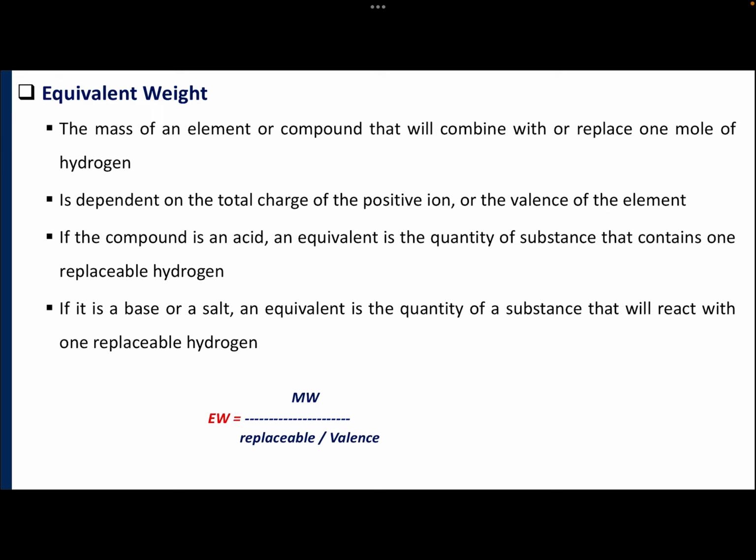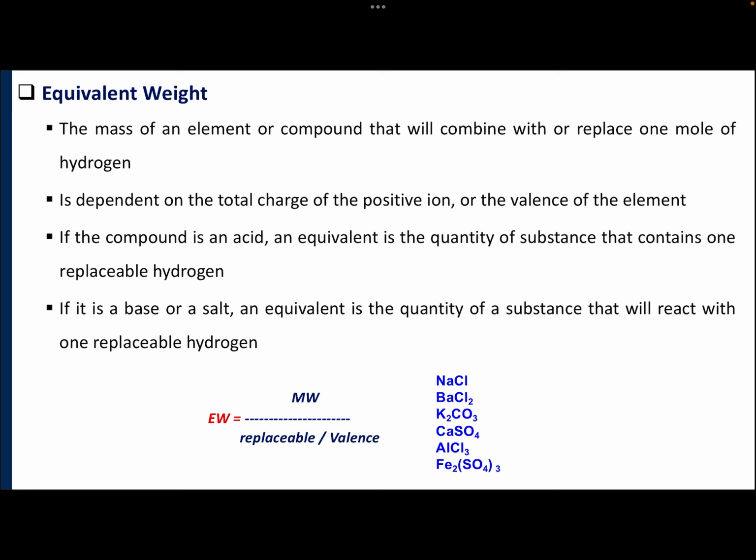Okay, so equivalent weight. The equivalent weight is the mass of the element or a compound that will combine with or replace 1 mole of hydrogen. It is dependent on the total charge of a positive ion or the valence of the element, because the valence of the element is the replaceable number of H or OH. Okay, so let us try this one.